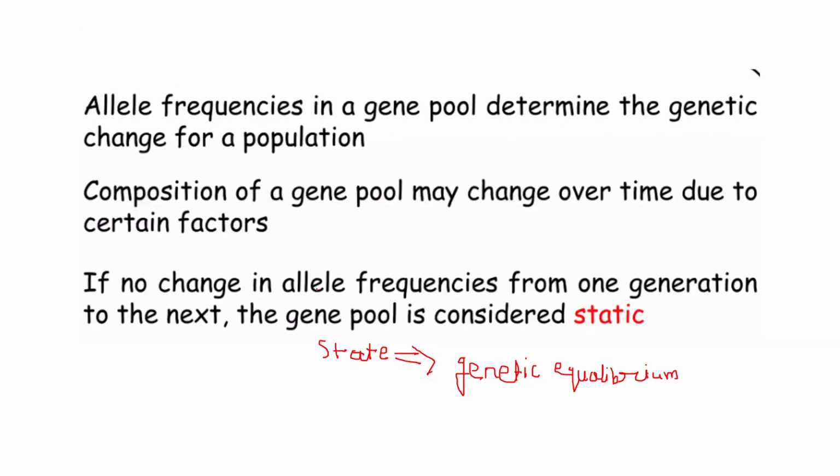So this is the genetic equilibrium, but in nature it is not possible, because there are certain factors which affect our genotype frequency, or allelic frequency. We will see what those factors are through which the genetic information, or allelic frequency, can be changed.